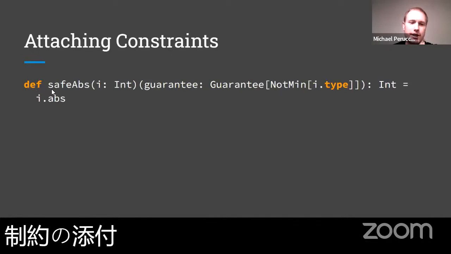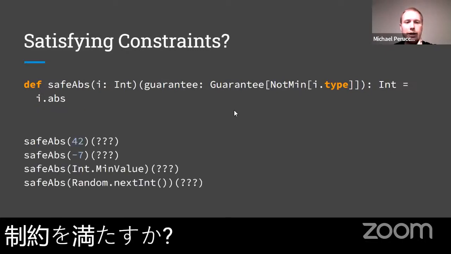So if we design a safe absolute value function that is given an int, we also want to pass in a guarantee, and Guarantee is part of this library that I've been working on, that it is not the minimum int. So that i.type, the singleton type, is not minimum int. And if we have this guarantee, we will go ahead and call the built-in absolute value function. And we know it's safe because they've given us a guarantee. But how do we pass in a guarantee? If someone wants to call our safe absolute value function, what are they going to put in for these spots?